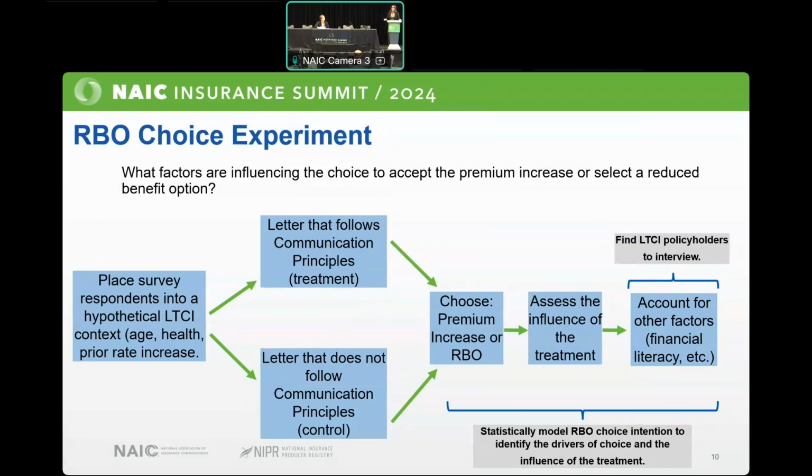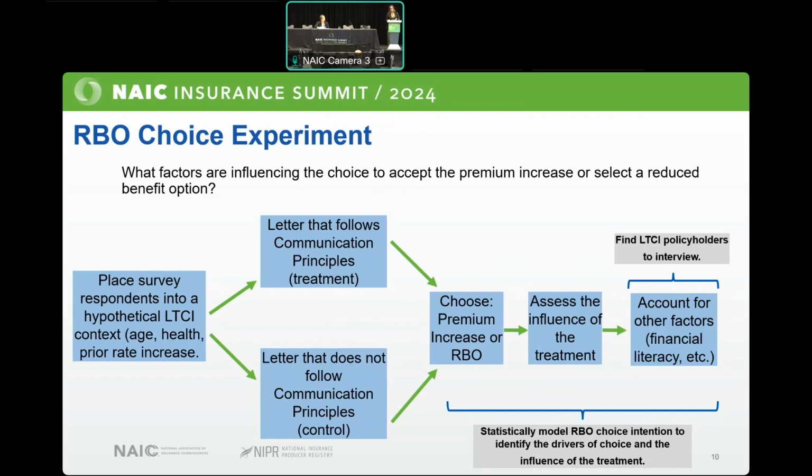And then we asked participants questions. We had them make a choice right after they read their letter. So some people got a prior rate increase, and then they either saw a letter that followed the principles or did not. Some people did not get a prior rate increase, and then same thing. And then we asked them to make a choice about their long-term care insurance policy. And then right after they did that, we started asking them a series of survey measures.